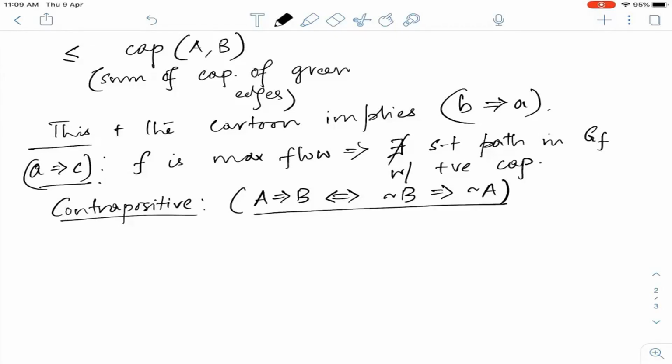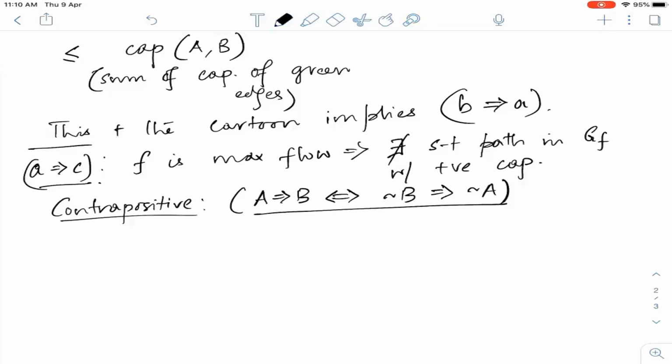So what is not B here? Not B means that this part of the statement is not true. So "there does not exist an ST path" is not true, which means there exists an ST path in GF with positive capacity. But if there exists such a path, then I can always improve the value of my flow. But if I can improve upon the value of my flow, then F cannot be a max flow. So that means this is not A. Okay. So this is simply what I'm saying.